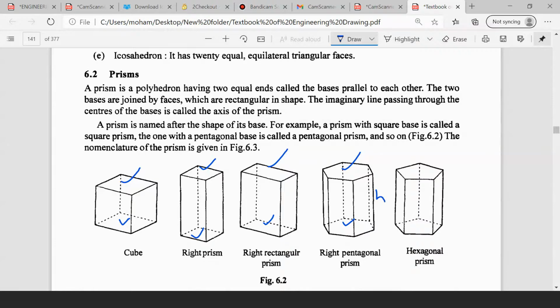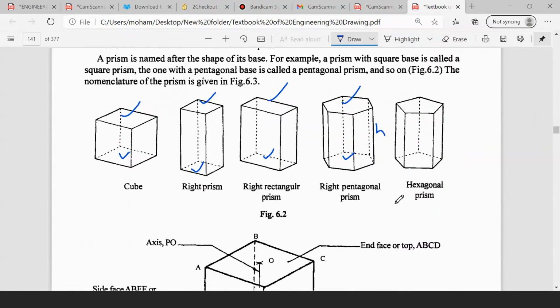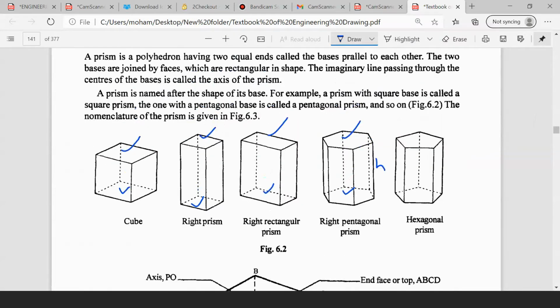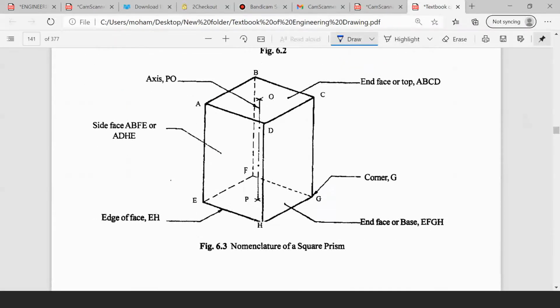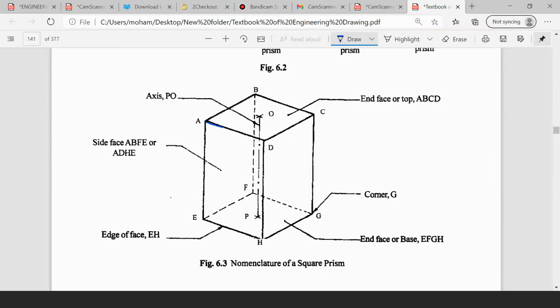Height will be varied. Similarly, hexagonal prism. Here we are going to study all these things: cube, prism, rectangular prism, pentagonal prism, hexagonal prism. These are the solids we are going to project. Understand? These are known as side faces. Side faces of the prism, and at the center of it you have the axis, which is denoted with O.